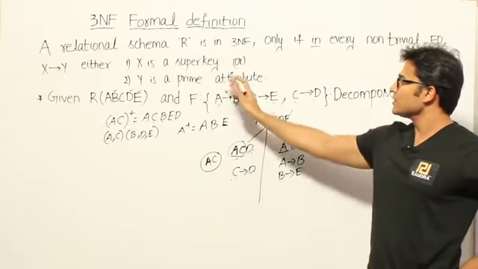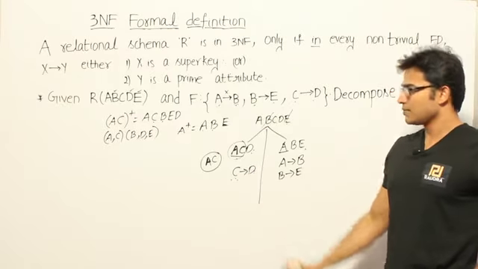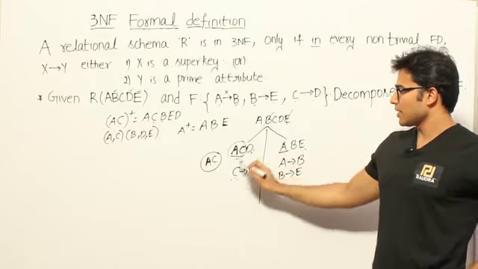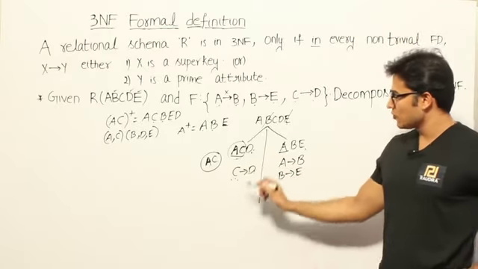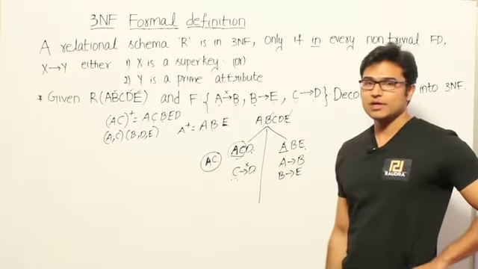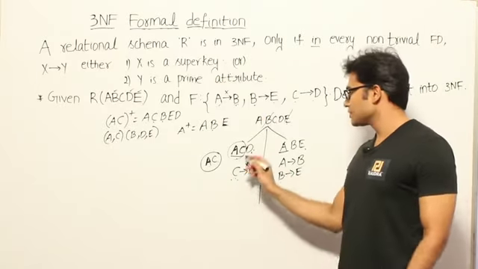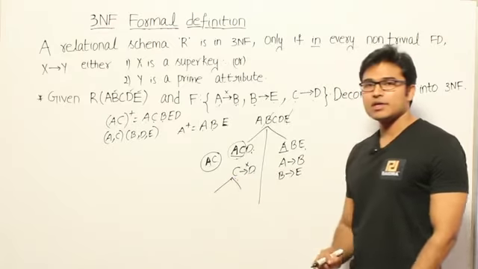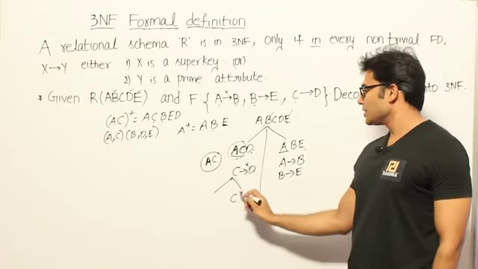Now see if Y is a prime attribute. Is right side a prime attribute? No. D is not a prime attribute. Only A and C are prime attributes. Therefore, this FD is failing these two conditions, right? So what should you do? Again split this table in such a way that C plus should be in a different table.